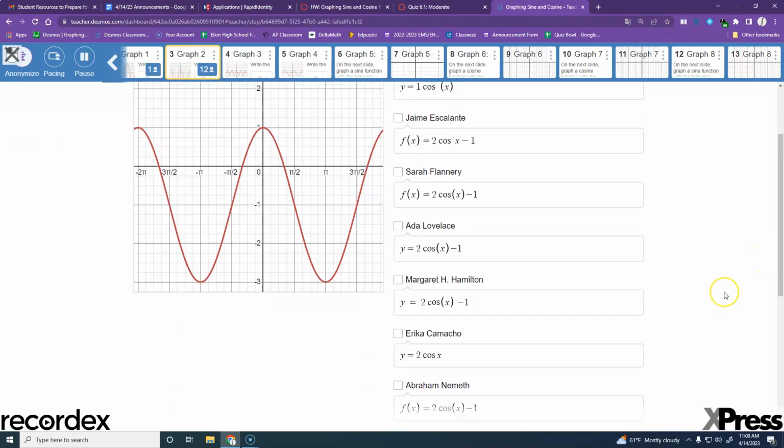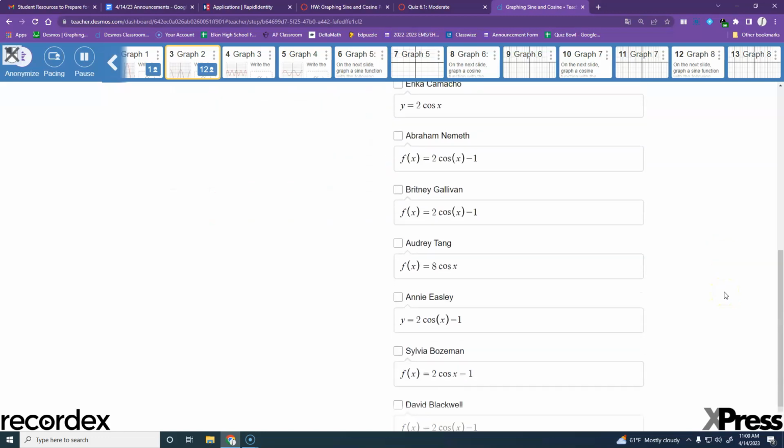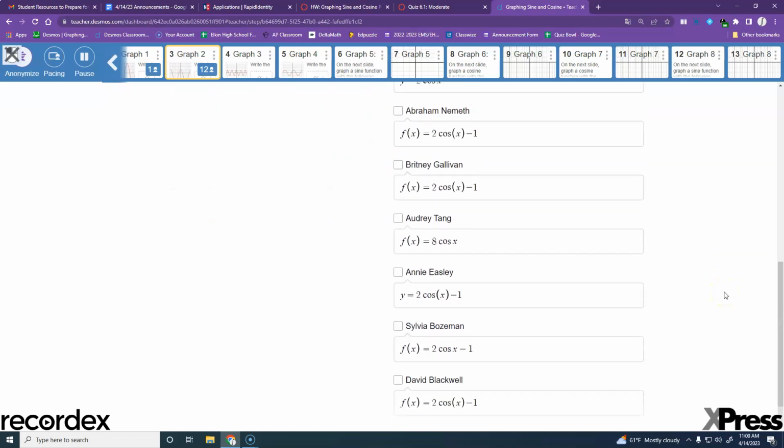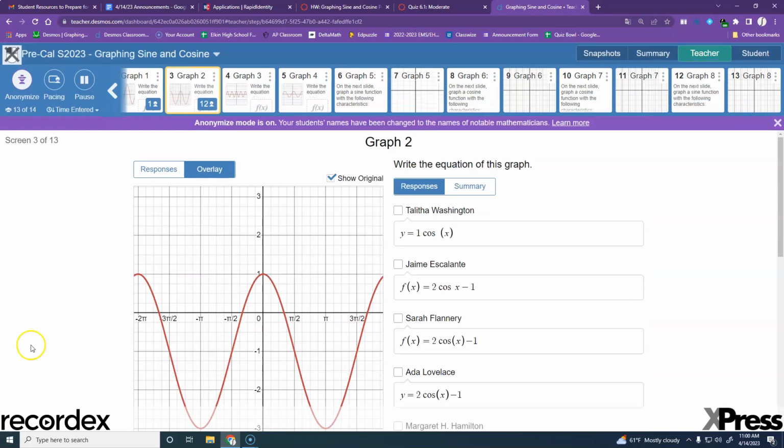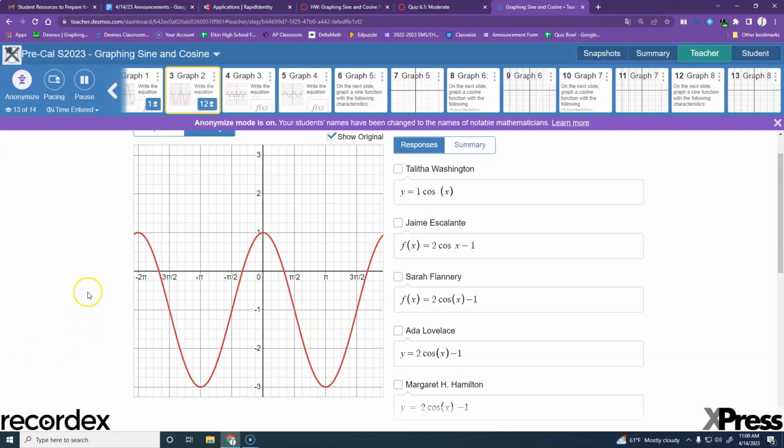And then a lot of these have a -1 on the end. A few do not. But that -1, what that does is it shifts the graph down 1, which would make the midline of this graph be at -1, which does look like that line that goes through the middle of this graph. So you do need that -1 on the end.